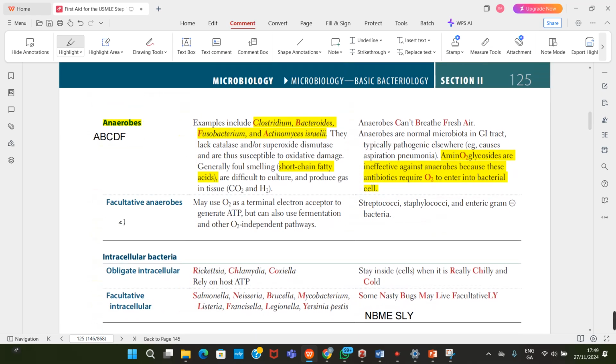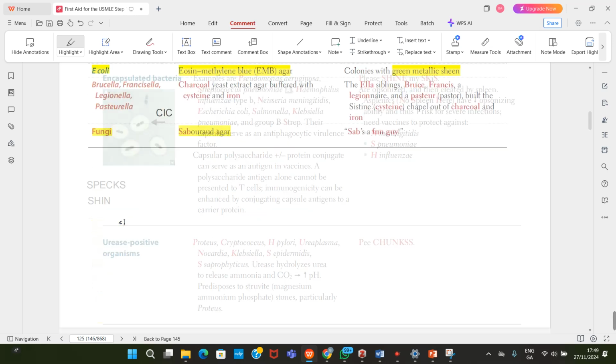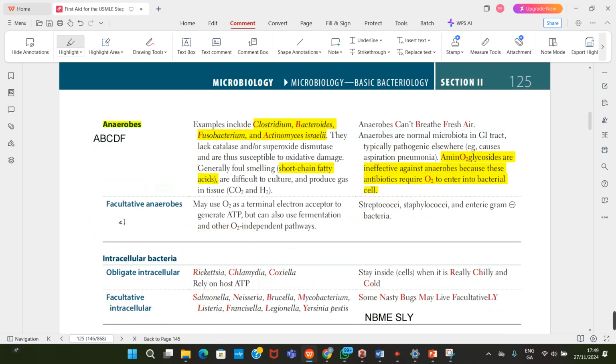Okay. Now, moving on to anaerobes. So what is peculiar to anaerobes? Anaerobes can be remembered with this acronym ABCDF. A for Actinomyces israelii. B for Bacillus and Bacteroides.